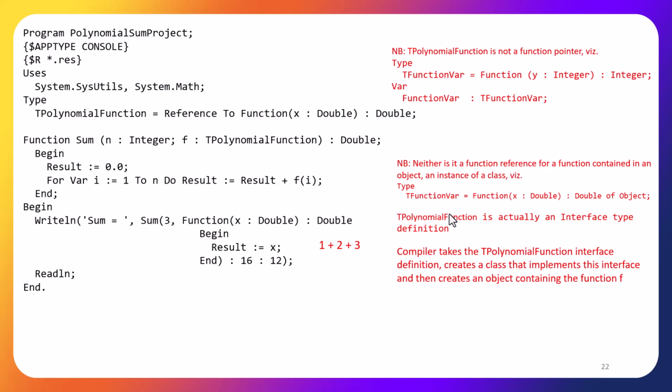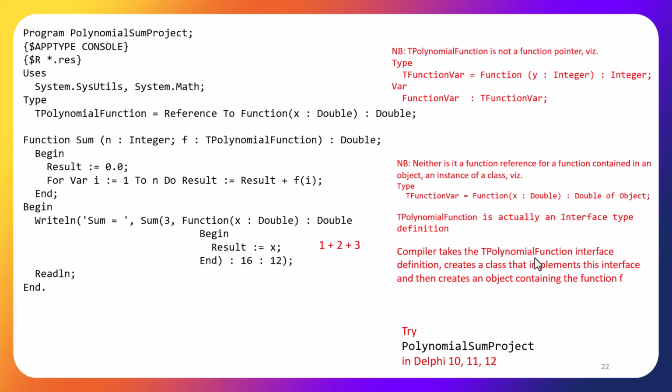So what does the compiler do? It takes this t-polynomial function reference, which is actually under the hood an interface definition, and I'll explain in more detail later, and it creates a class that implements this interface, and then it goes on to create an object of this class containing the function f. Now it's at this point that this object stores a function pointer to f, but it's all hidden under the hood.